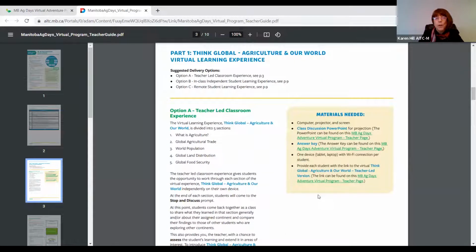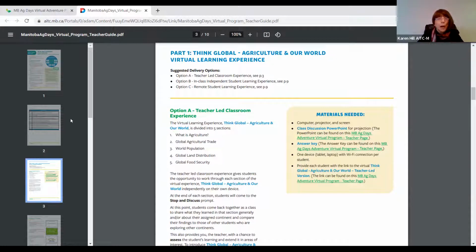Moving on to page 3, you see that we have the 3 suggested delivery options. We're going to start with option A, which is most like the in-person event that we run for those of you who may have had the chance to bring your class to that in previous years. So this teacher-led classroom experience, if you look over here, you'll see there's a list of materials that you need for that. So the only things that you as a teacher must provide is you'll need a computer projector and screen to show the PowerPoint that comes with this option delivery. You will also need 1 device, a tablet, a laptop, a desktop with a Wi-Fi connection for each student so that they are able to play through the learning experience that's online.